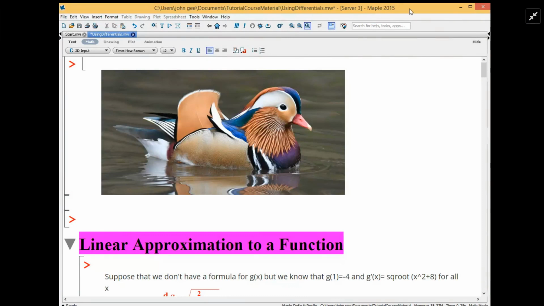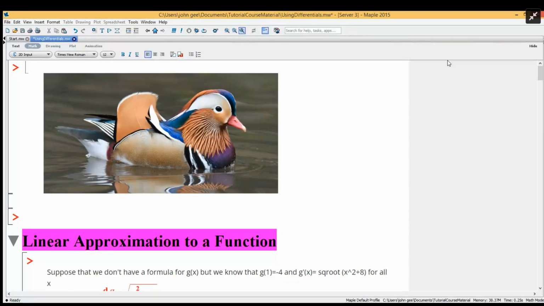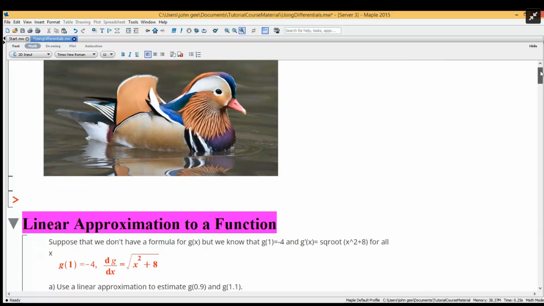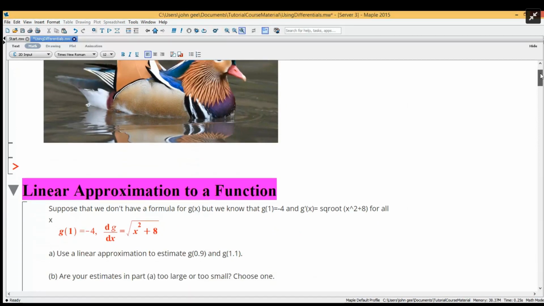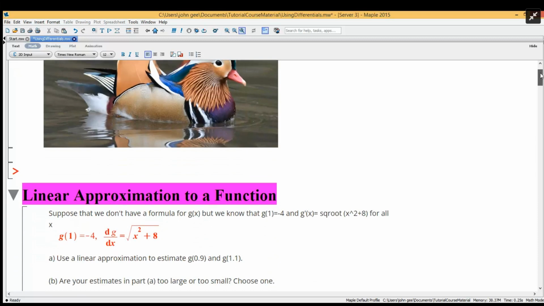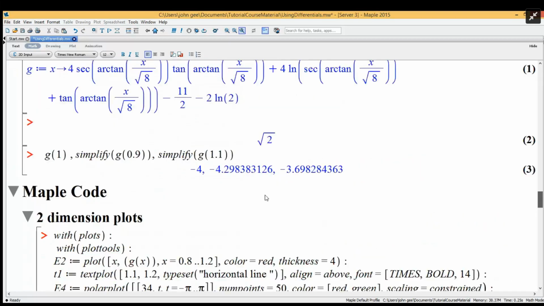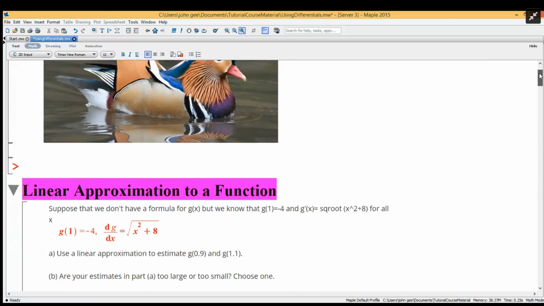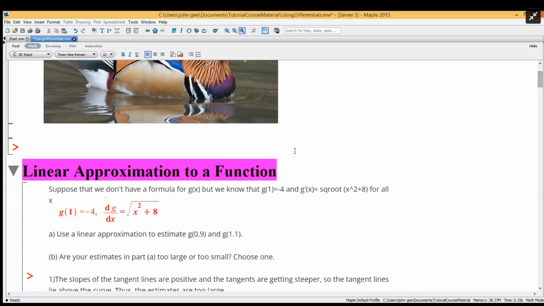Okay, so this problem is a straightforward problem from first semester calculus, and that is to use differentials to approximate the value of a function if you know the value of the function at a given point and you want to find its value at points close by. So in this one, we're given that g of 1 equals minus 4, and the derivative of g of x is the square root of x squared plus 8.